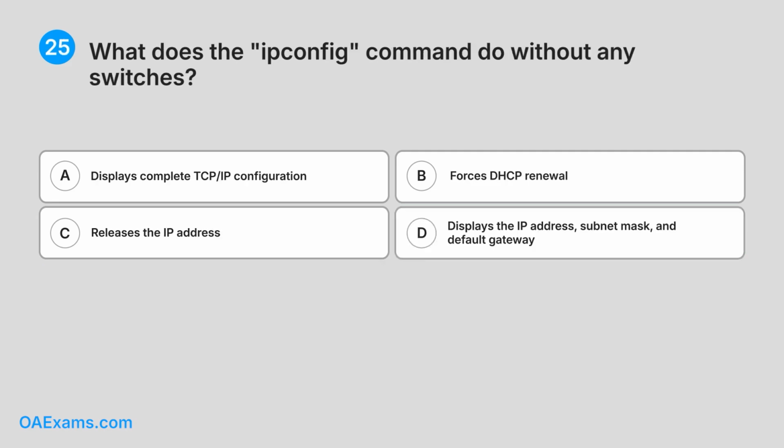25. What does the ipconfig command do without any switches? A. Displays complete TCP/IP configuration. B. Forces DHCP renewal. C. Releases the IP address. D. Displays the IP address, subnet mask, and default gateway. What do you think is the answer?